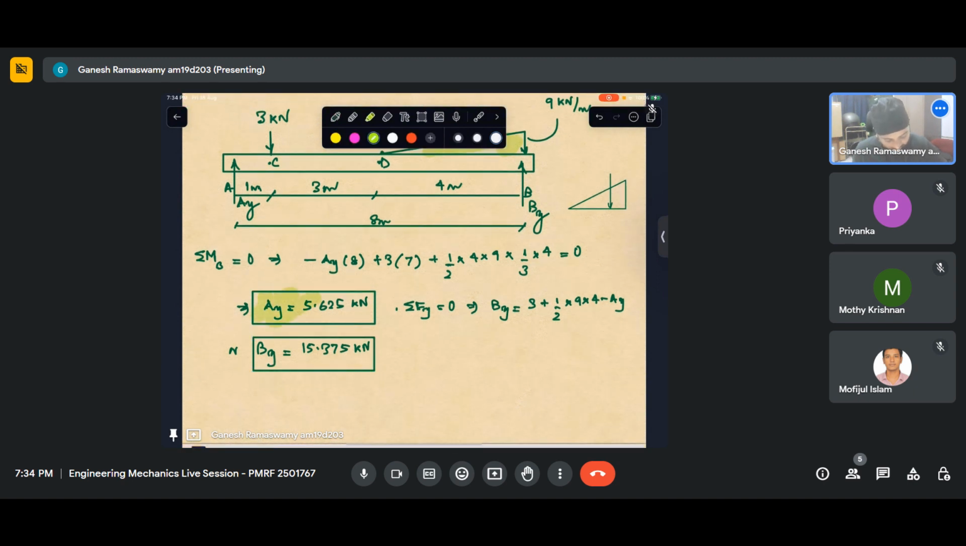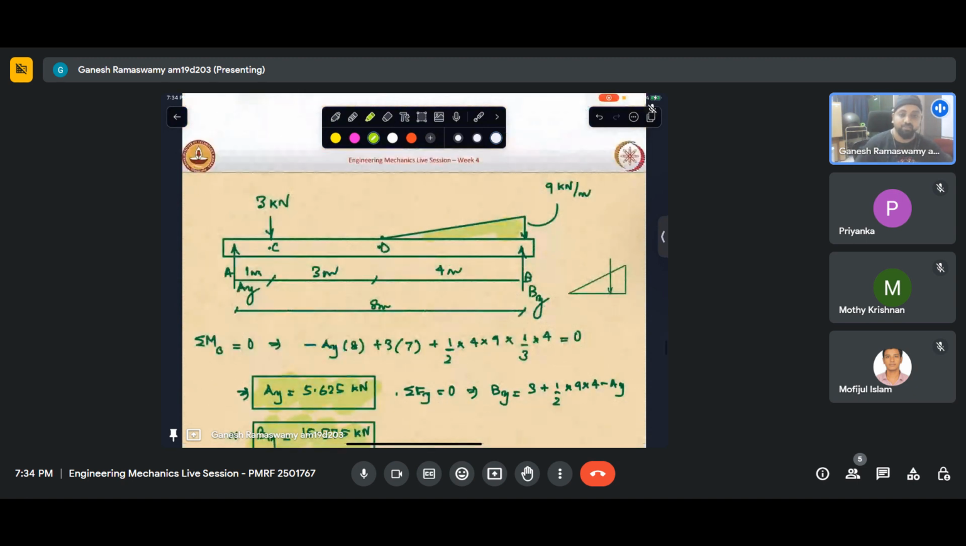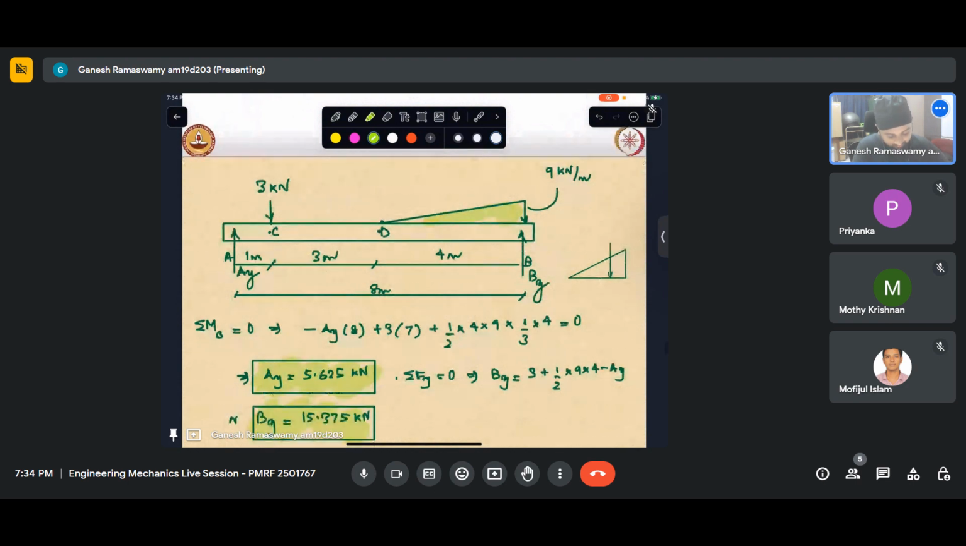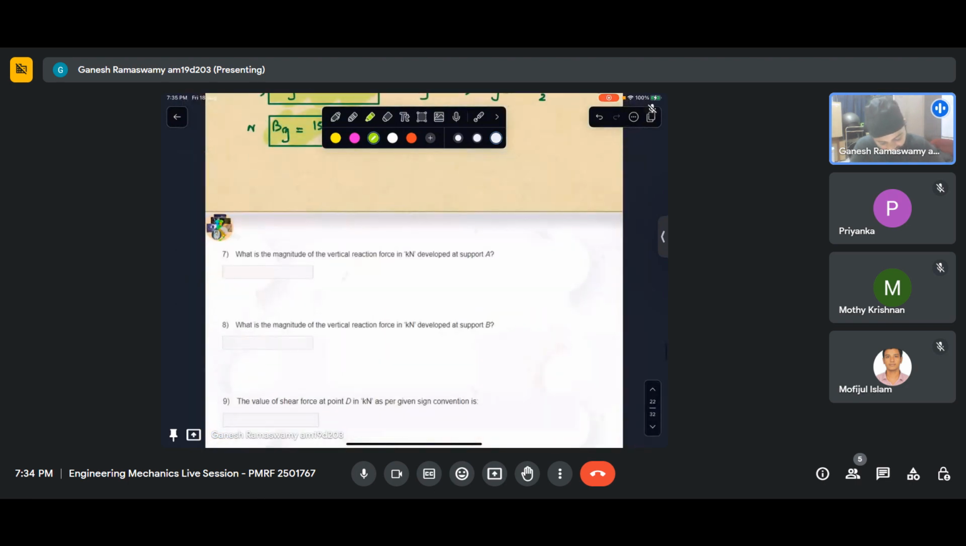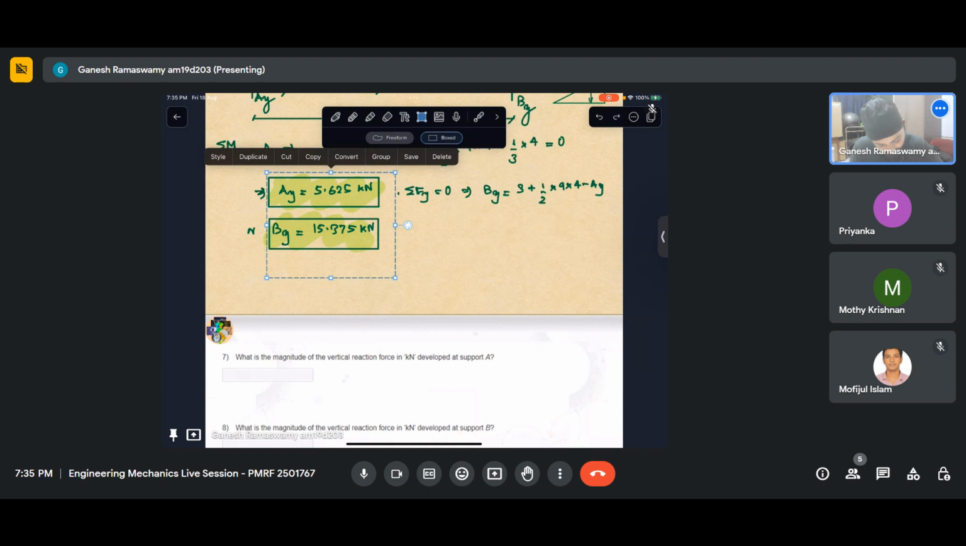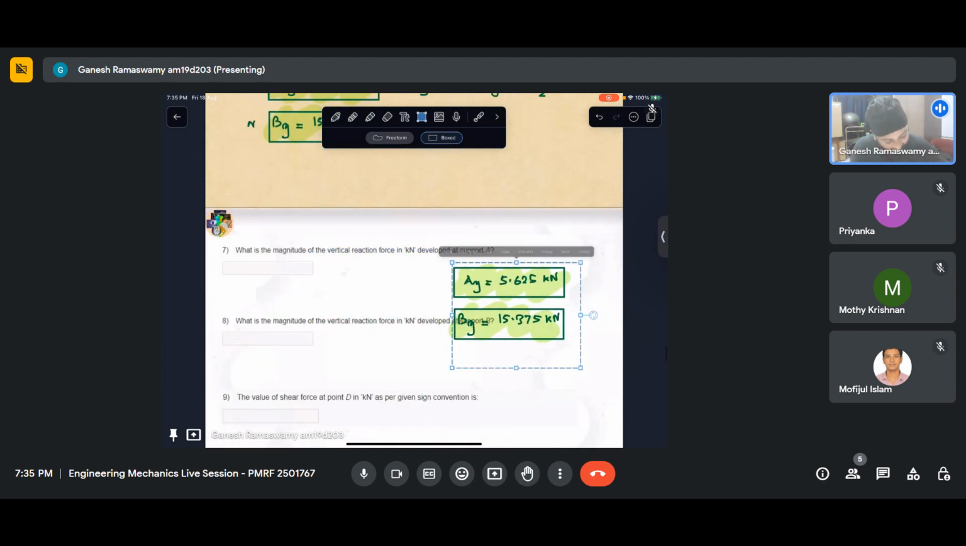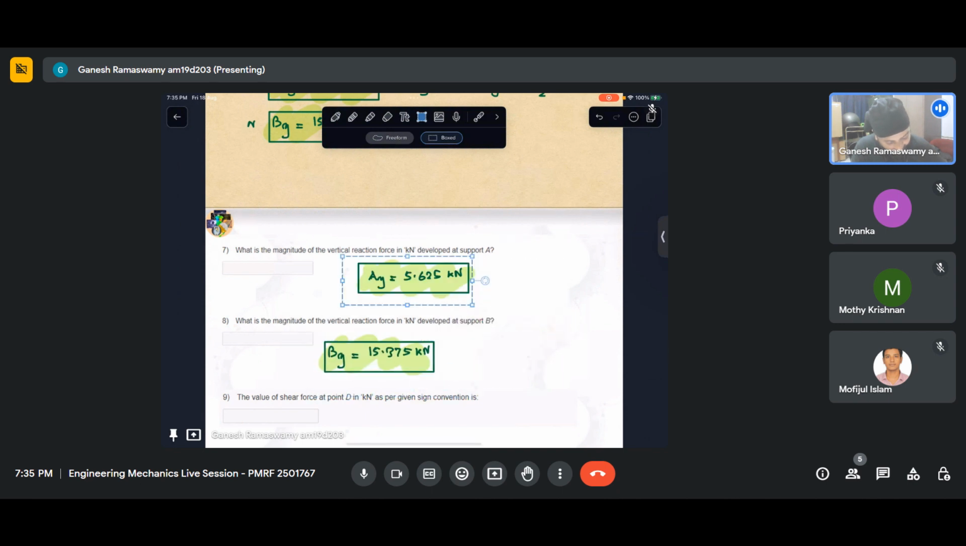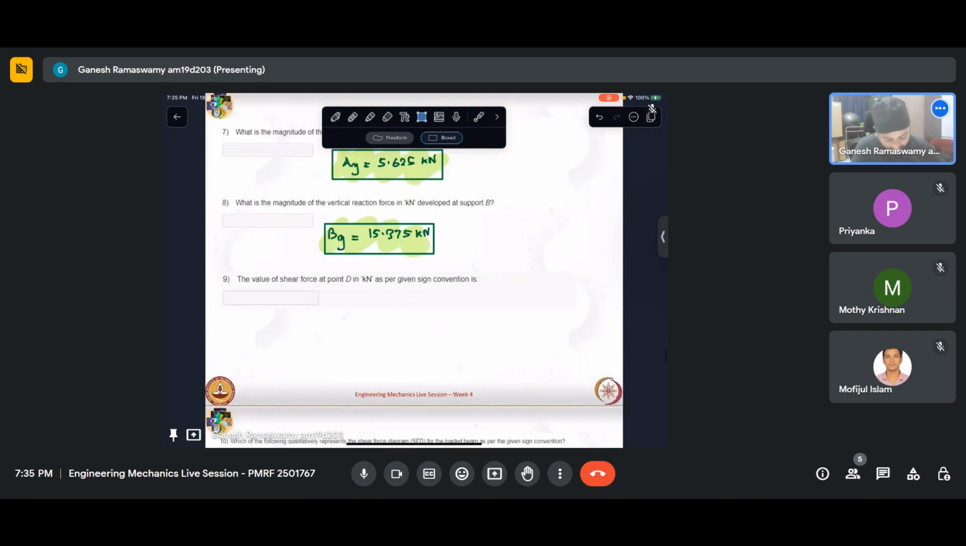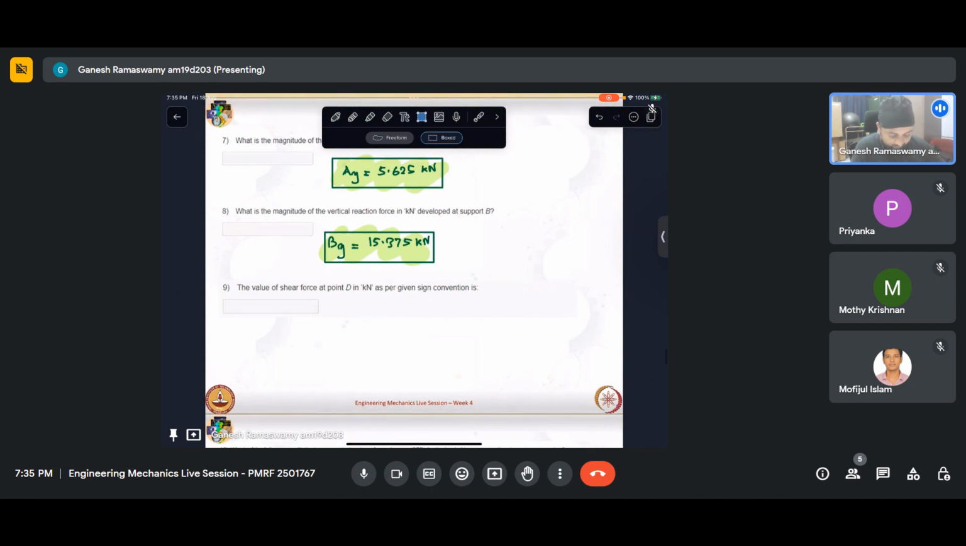Naturally, because it is loaded more near B, its reaction also will shoot up appropriately. Okay, so we have answered these two: I have the vertical reaction at A and then the vertical reaction at B. So the value of the shear force at point D in kilonewton, as per the given sign convention, is what is asked.